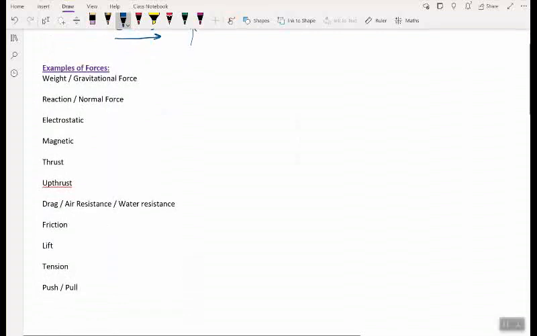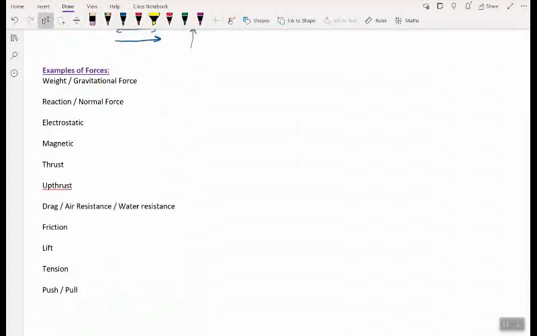So what are the main examples of forces that we need to know? The one that everyone remembers is, of course, weight or gravitational force. Don't call it gravity, as sometimes that's not accepted. So weight and gravitational force: anything that has a mass and is within a gravitational field, so is within something like a large planet, which has a gravitational field, is going to have a weight or gravitational force on it.